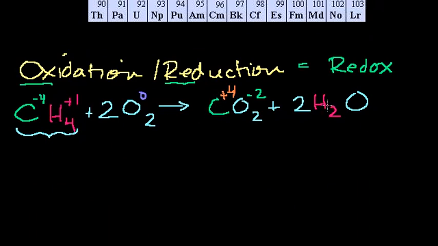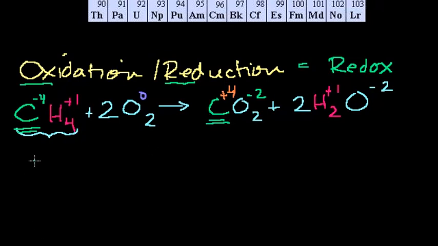When the hydrogens each give up an electron, they have an oxidation number of +1. Each oxygen takes 2 electrons. There's only one of them, so it's -2. So what's going on here? What's getting oxidized? What's getting reduced? You have the carbon. It went from an oxidation number of -4 to an oxidation number of +4.